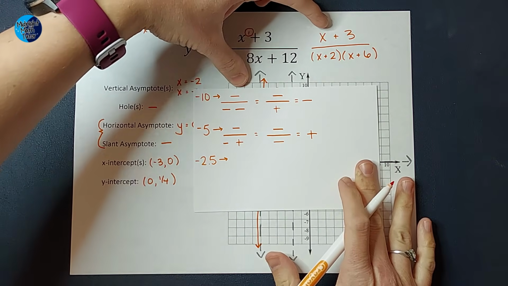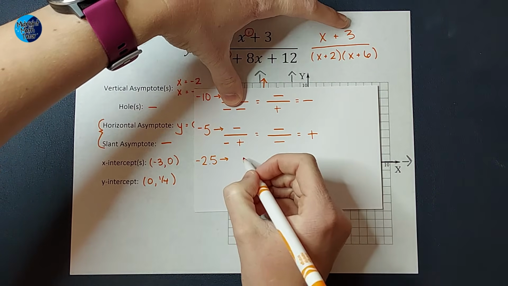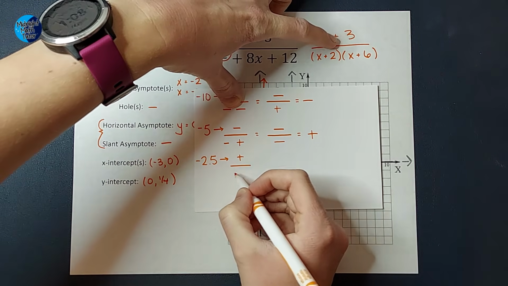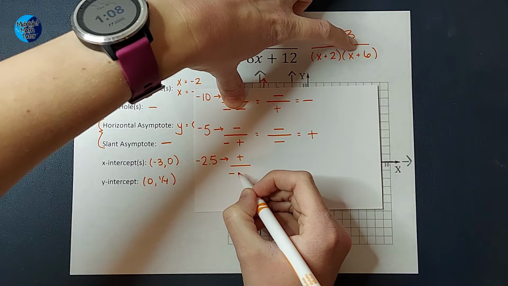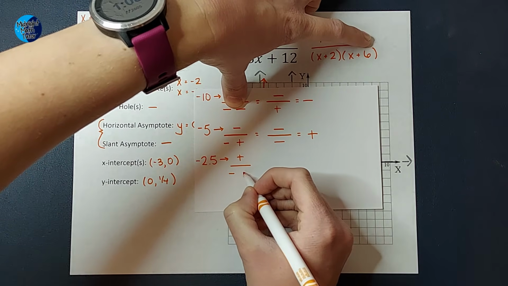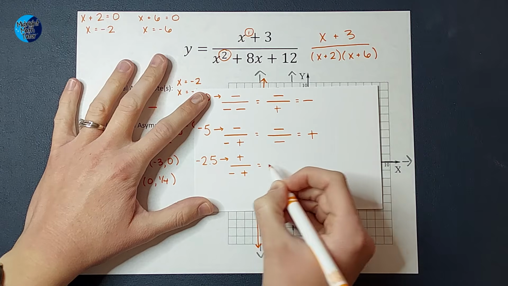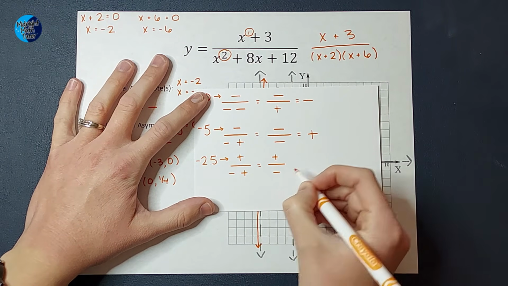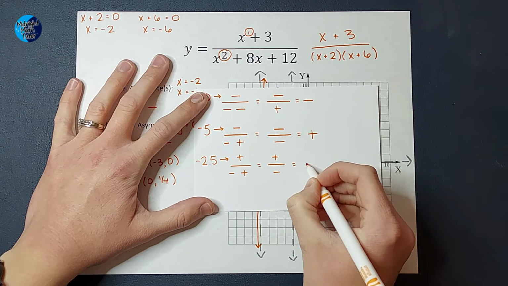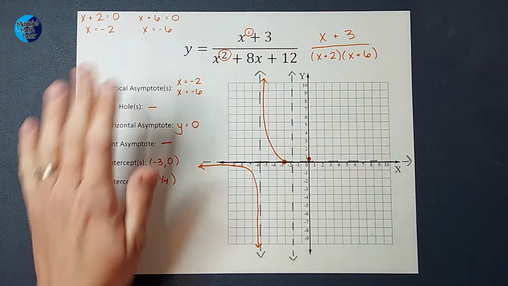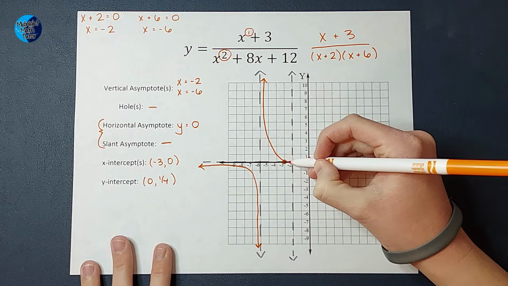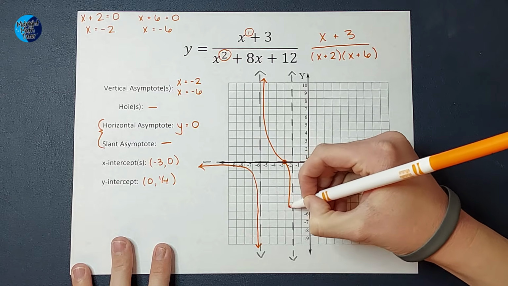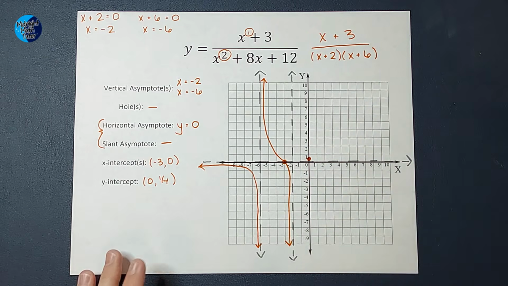So if I plug in -2.5, let's see what happens. All right, -2.5 plus 3 would give me a positive. -2.5 plus 2 would give me a negative. -2.5 plus 6 would give me a positive. All right, so on top I've got a positive. On the bottom I've got a negative times a positive, which would be negative. Positive divided by a negative is negative. So that means when I plugged in -2.5, I know my answer is going to be negative. So this guy is going to approach that vertical asymptote that way.